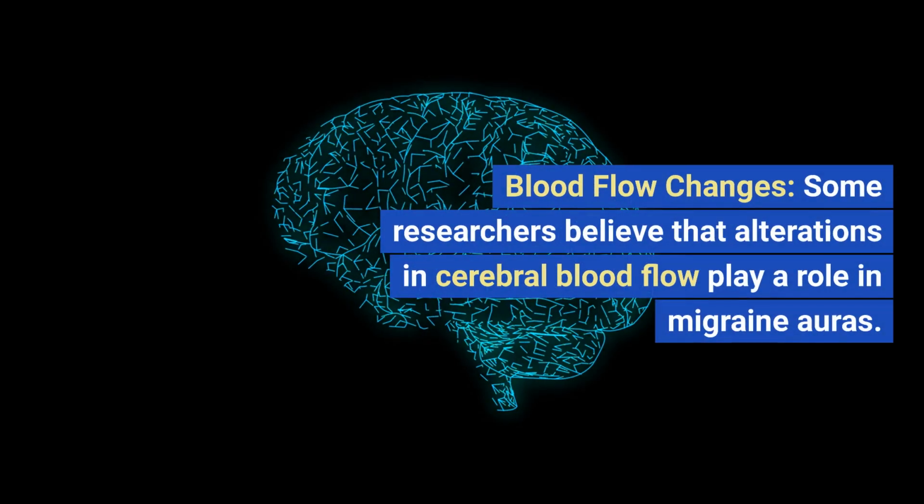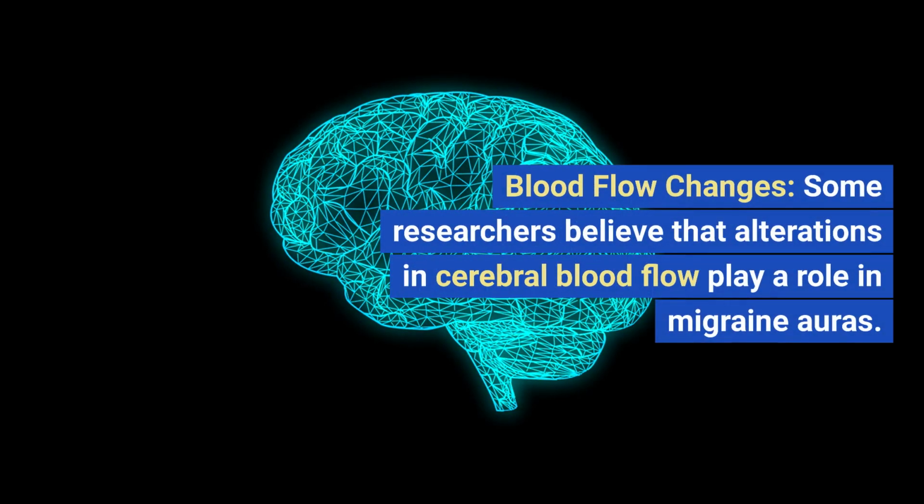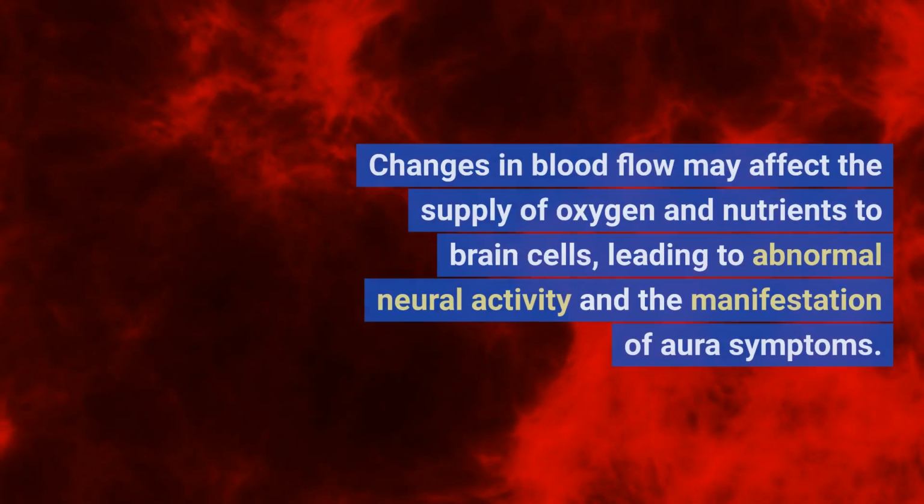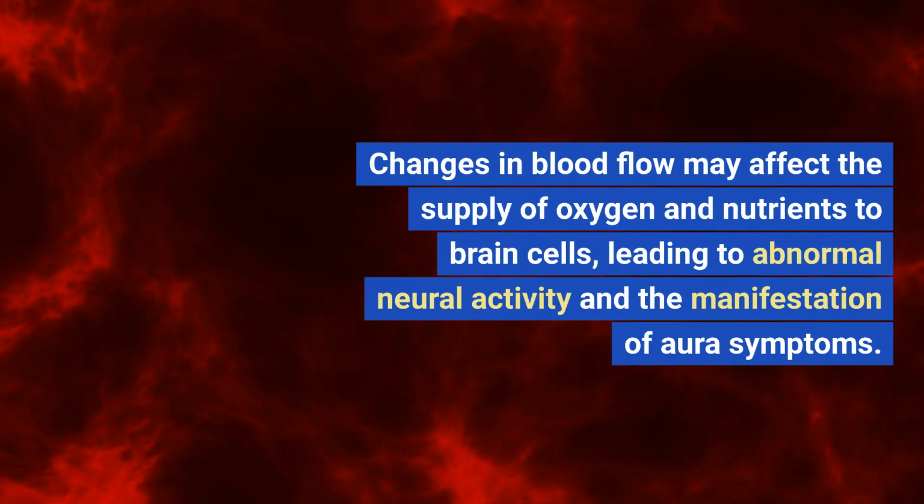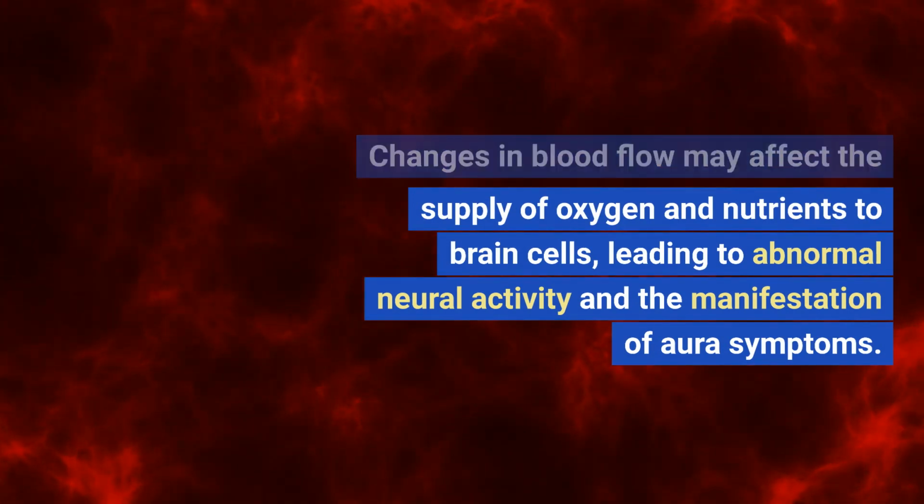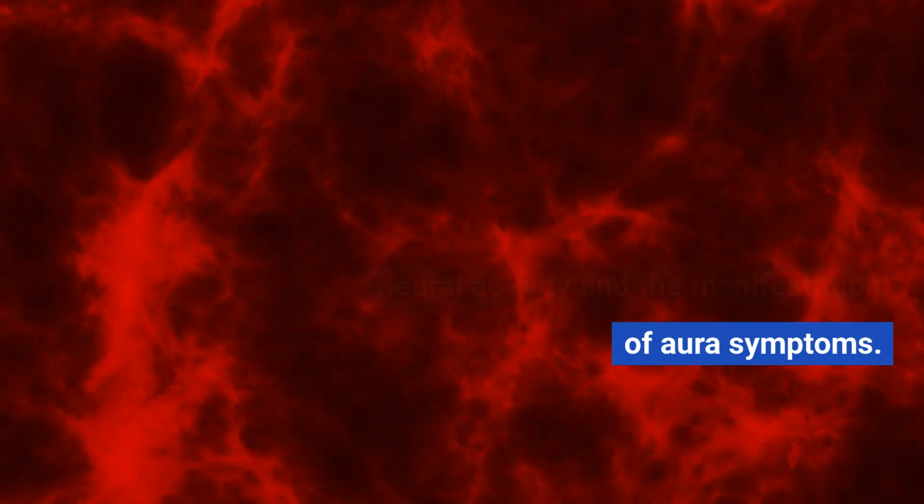Blood flow changes. Some researchers believe that alterations in cerebral blood flow play a role in migraine auras. Changes in blood flow may affect the supply of oxygen and nutrients to brain cells, leading to abnormal neural activity and the manifestation of aura symptoms.